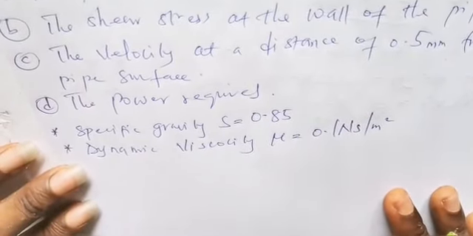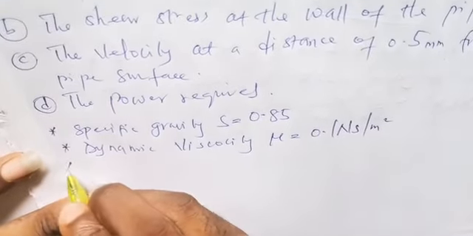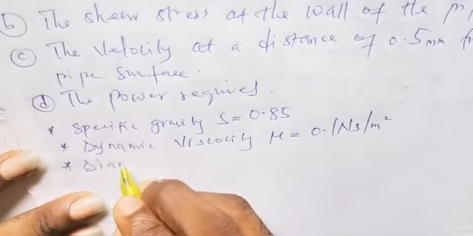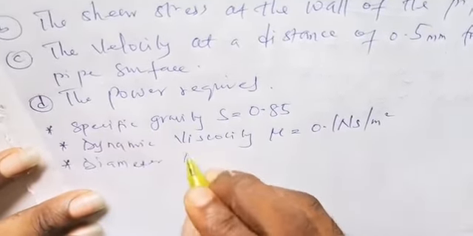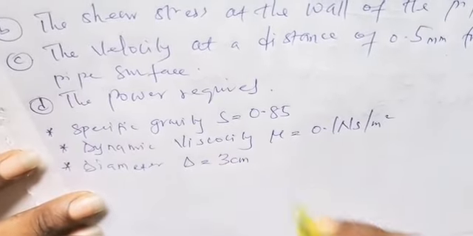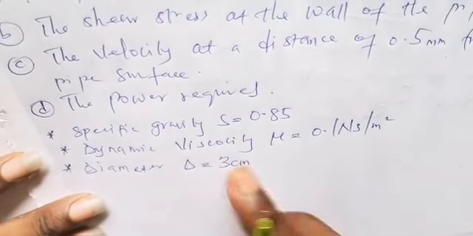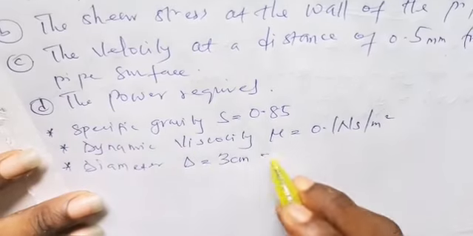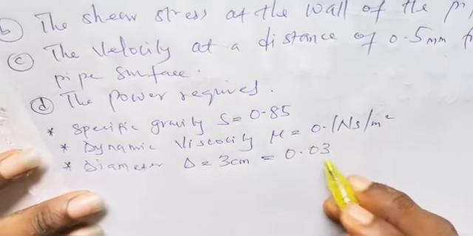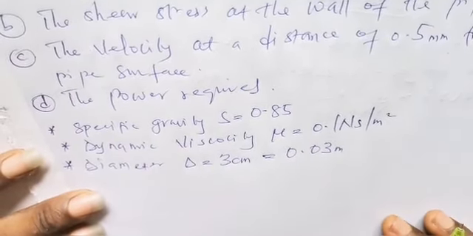Alright, it's pumped through a 3 centimeter diameter pipe. So the diameter of the pipe was given. Diameter D equals 3 centimeter. We simply convert this to meters by dividing 3 by 100, and this equals 0.03 in meters.